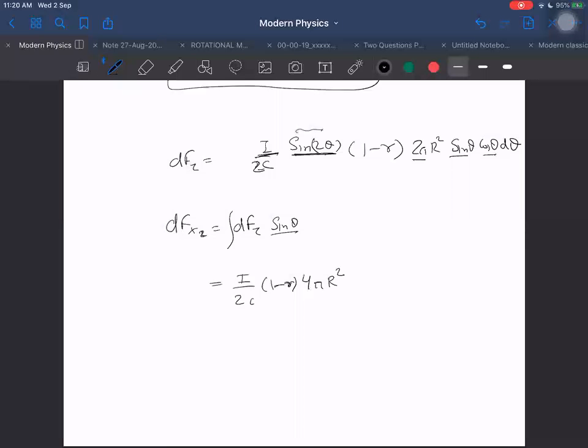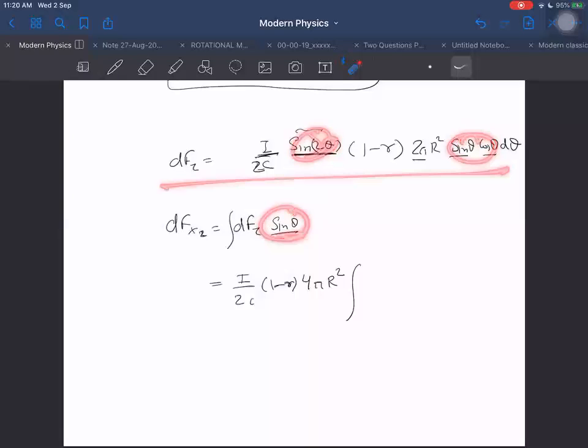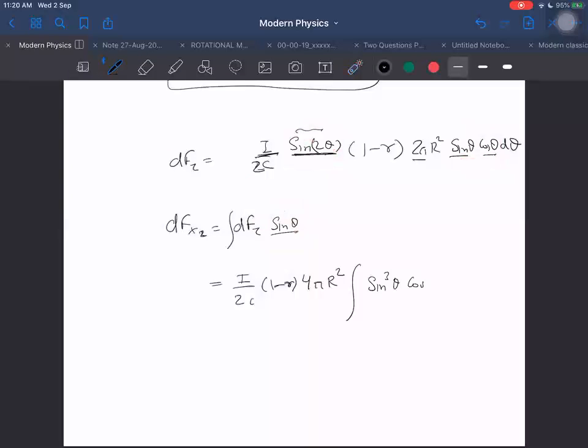What is left inside now? Inside we are left with sin theta cos theta from here, sin theta cos theta from here, and 1 sin theta from df tau also. So how many sin thetas are we getting? We are getting sin cube theta into cos square theta into d theta, limits 0 to pi by 2 as usual. What is the result now? I by c into 1 minus r into 2 pi r square into the result of this integral.